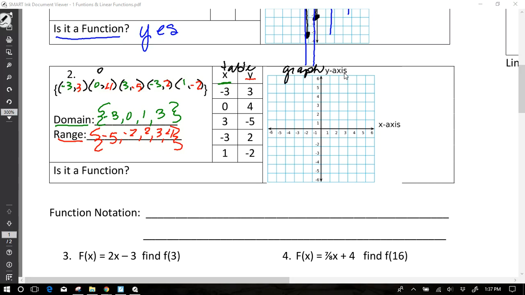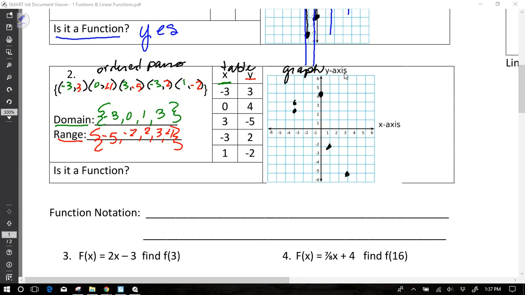So over here, we did the ordered pairs. All right. So let's plot these points. -3, +3, 0, 4, 3, -5, -3 to the left, +2, and then +1, -2. right here.